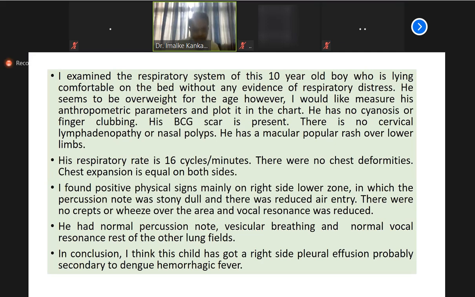In conclusion, I think this child has got a right side pleural effusion, probably secondary to dengue hemorrhagic fever, because he has got a convalescent rash and a few finger prick marks suggestive of PCVs, right?